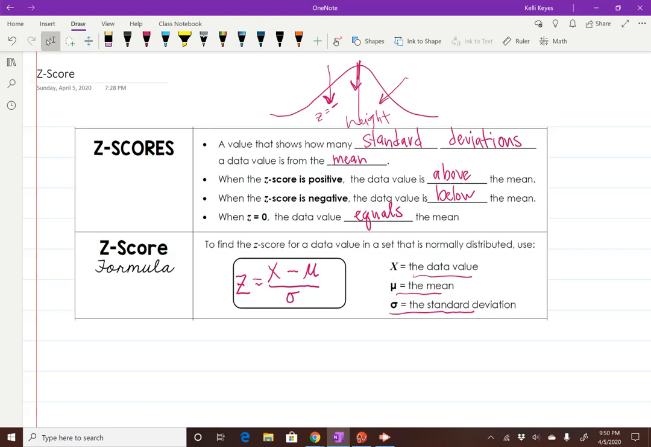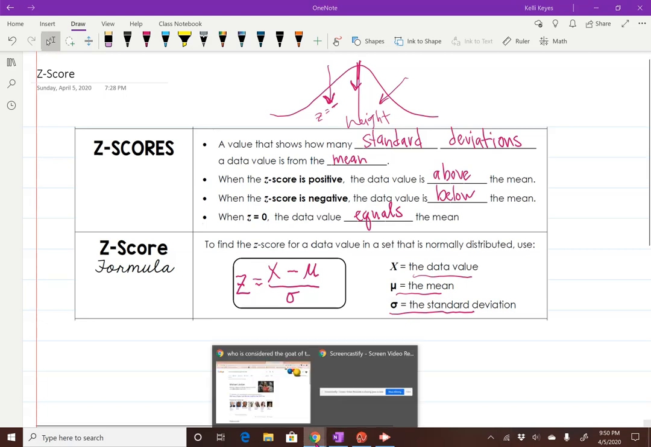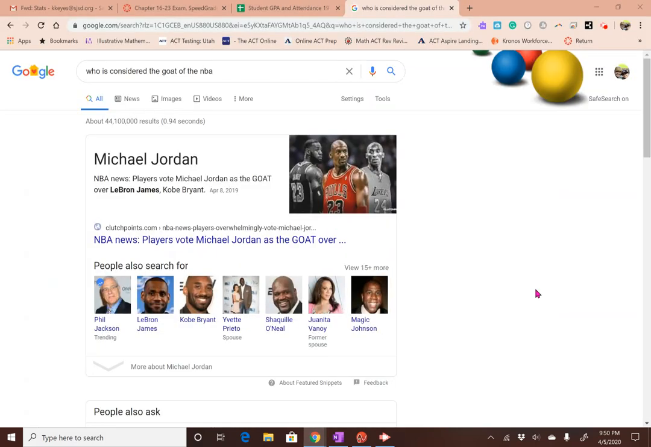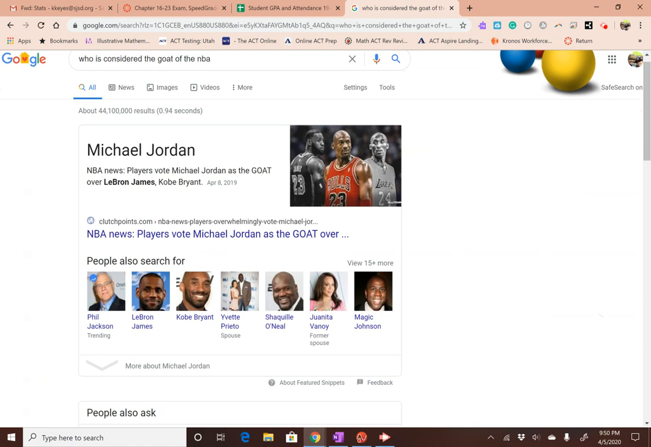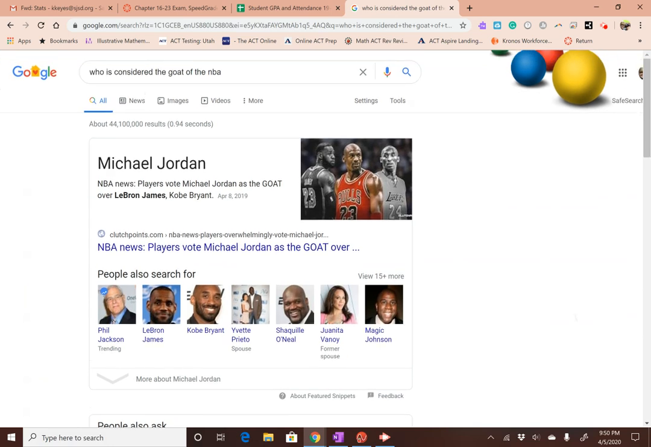Well, I'm going to apply this to real life and answer one of the questions, and maybe some of you don't even care about the NBA or watch the NBA. I actually don't. I used to, but still, at least I'm not throwing out some random numbers you don't even care about. This has some application. So who is considered the GOAT of the NBA? If you Google it, which I did, it says Michael Jordan.